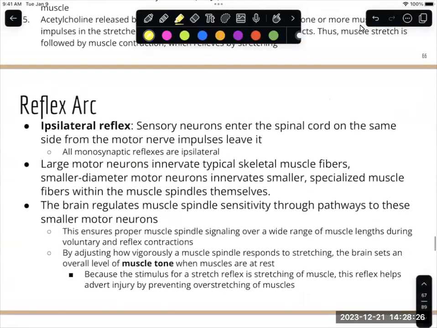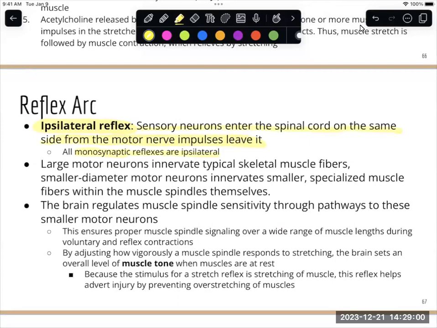So we have different types of reflex arcs. Ipsilateral. Remember back to chapter 1, ipsilateral means it's on the same side. So that sensory information goes into that spinal cord on the same side from the motor neuron that leaves. This is monosynaptic, meaning it goes through one neuron.